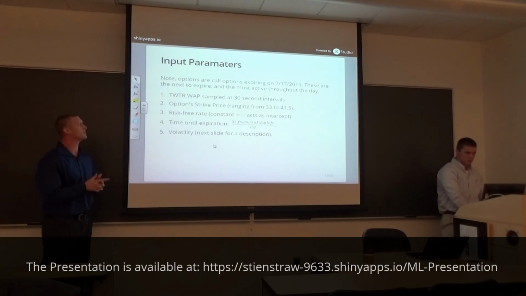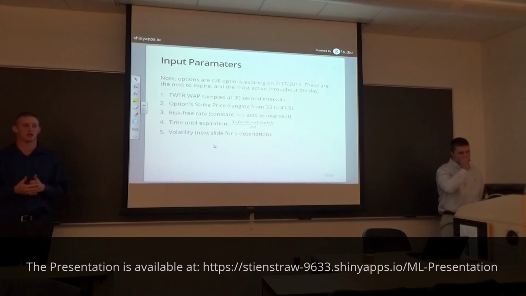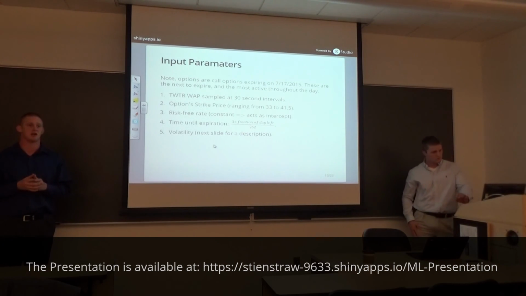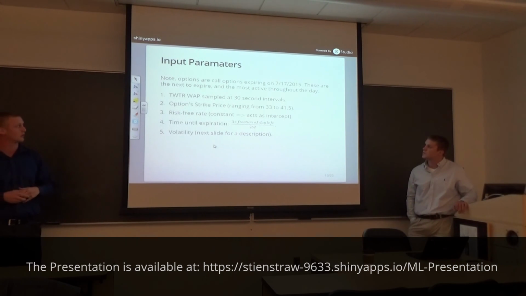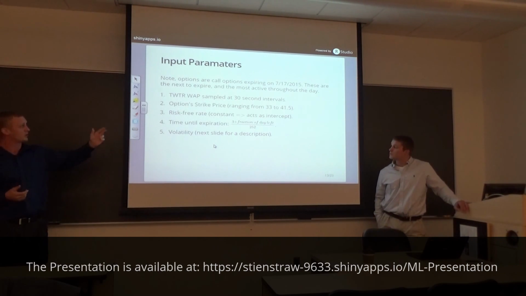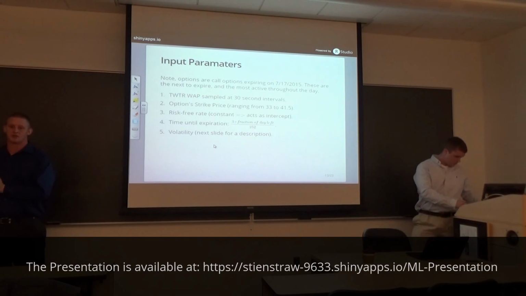Okay, so now to talk about our input parameters. Again, we use the call options for expiration date of Twitter for 7/17, which is 3 days after the fake news release. We use the weighted average price for the Twitter stock with 30-second intervals. The option strike prices, we chose the most heavily traded option strike prices so that we could really get a good analysis on it. We used a range from $33 all the way up to $41.50, in 50-cent intervals.